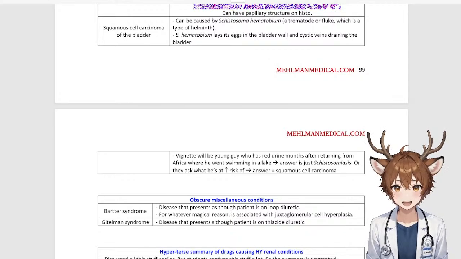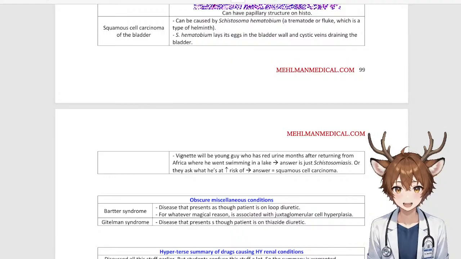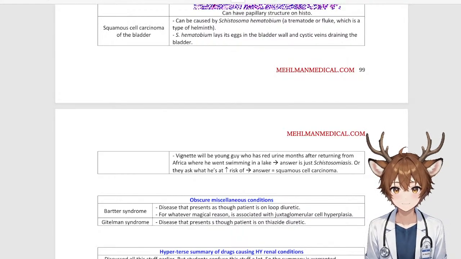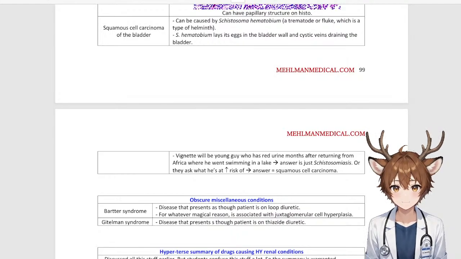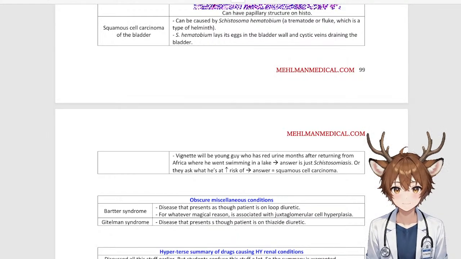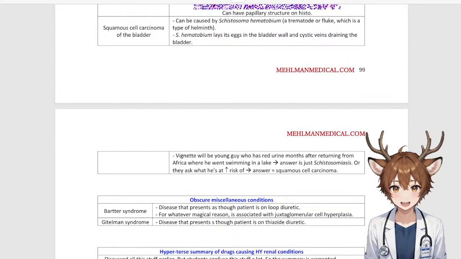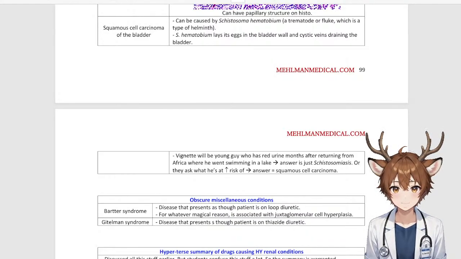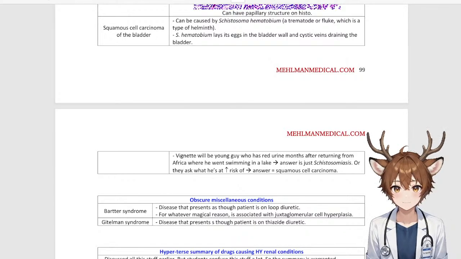Squamous cell carcinoma of the bladder. It can be caused by Schistosoma haematobium, a trematode or fluke, which is a type of helminth. The Schistosoma haematobium lays its eggs in the bladder wall and vesical veins draining the bladder. Vignette will be a young guy who has red urine for months after returning from Africa where he went swimming in a lake. Answer is just schistosomiasis. Or they'll ask what he's at risk for developing, and it would be squamous cell carcinoma. Doesn't sound fun.